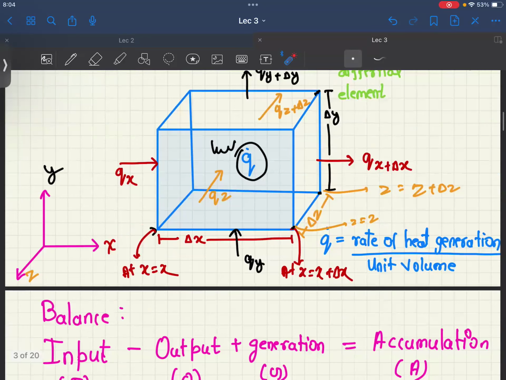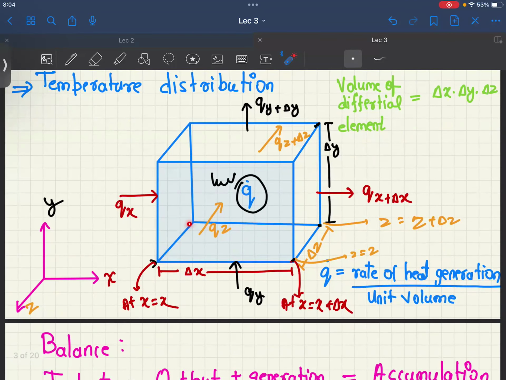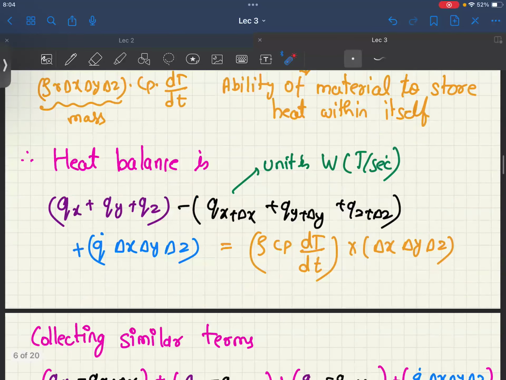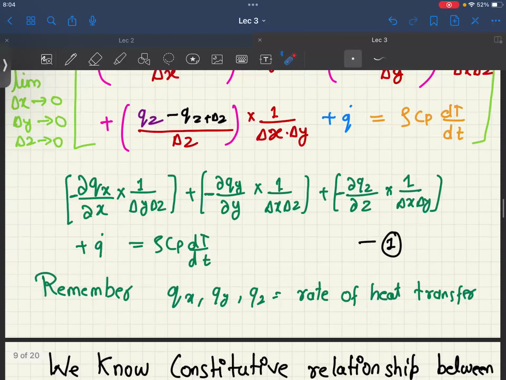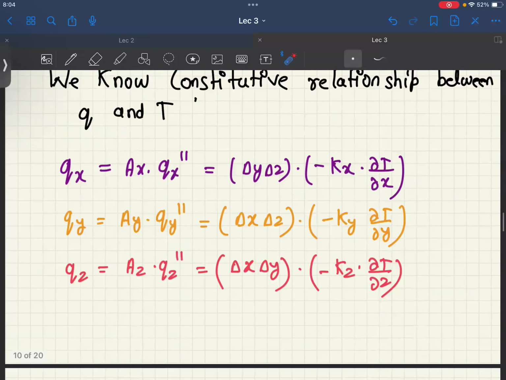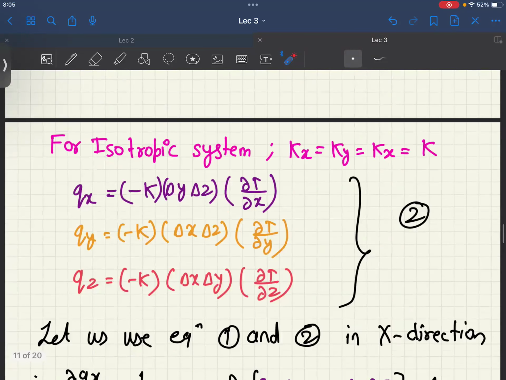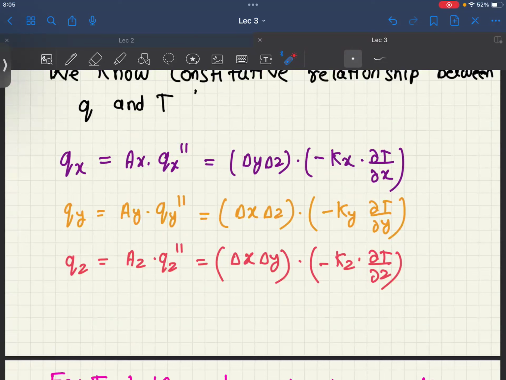Similarly, what will it be for y? Let's say this is y, so this area is what? Delta z into delta x, multiplied by k in this direction, multiplied by the temperature derivative in this direction, that is dT/dy. Okay, so we can write qx like this, qy like this, and qz like this. Now for isotropic, so remember this is kx, ky, kz.